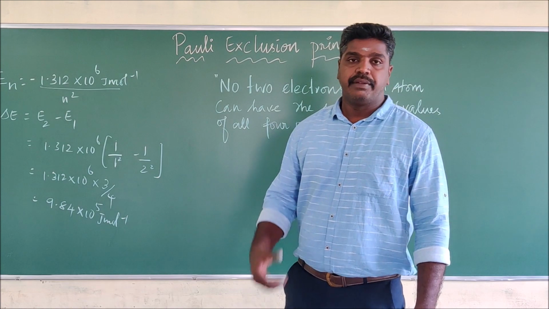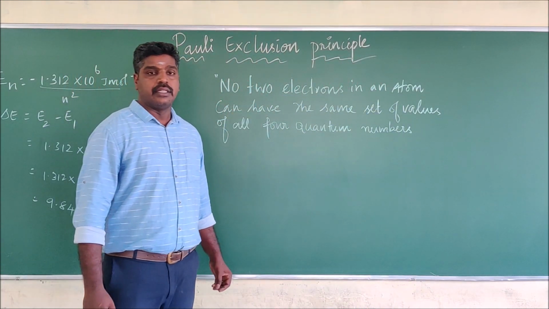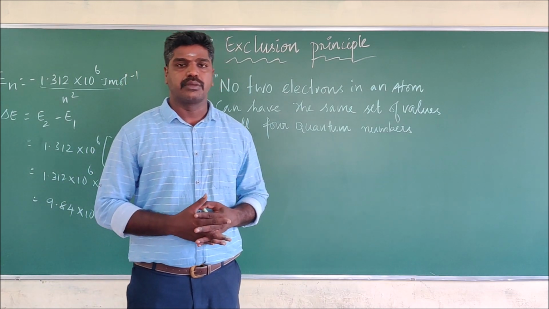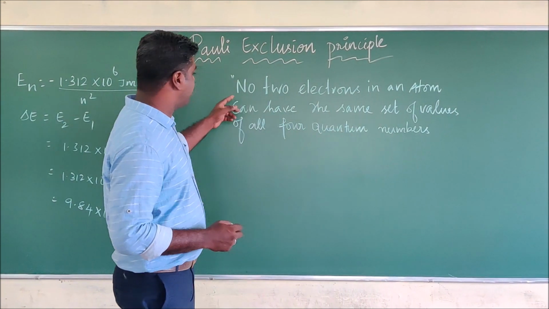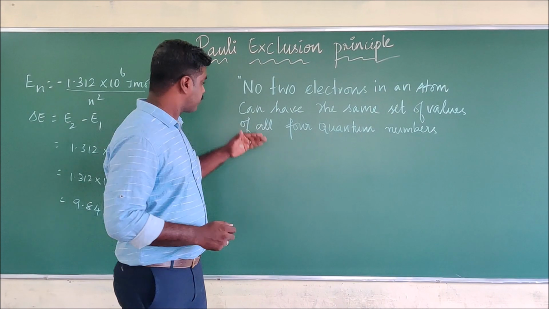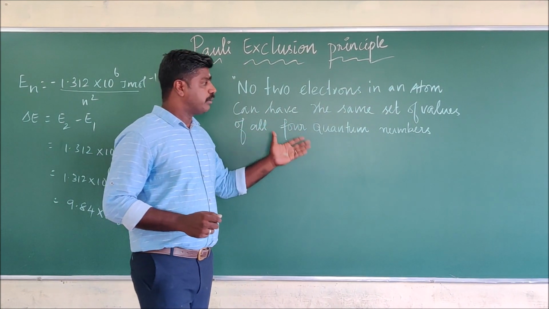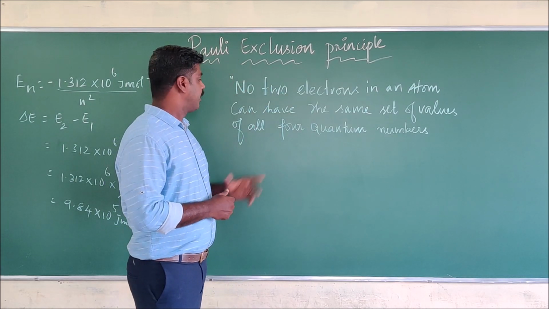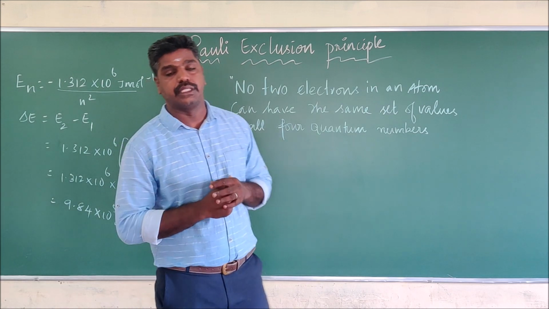Today we are going to start the Pauli exclusion principle. This is a very important topic. It may be asked in two or three questions also. State the Pauli exclusion principle. For this definition, you have to write this answer: no two electrons in an atom can have the same set of values of all four quantum numbers.